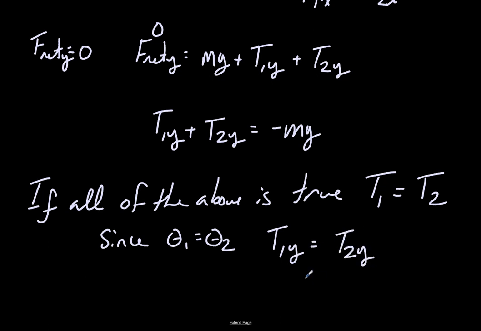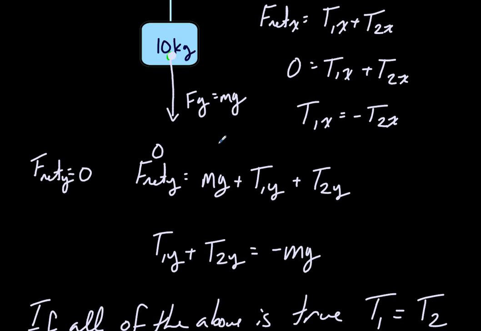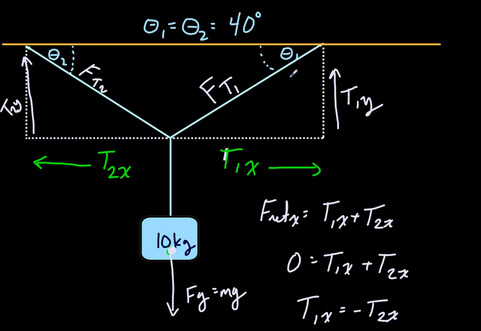Just want to write a real nice solid proof. And if T1y and T2y are equal, and they sum up to mg, each one must therefore be supporting exactly half of the weight of this object. So with equal angles and with symmetry, T1y will equal T2y. Since they are exactly equal to one another and they sum to mg, they're each taking care of exactly half the load. Does that make sense?